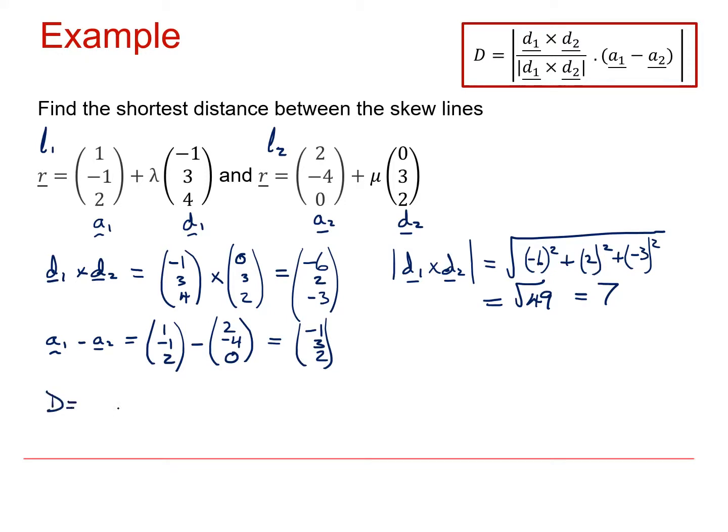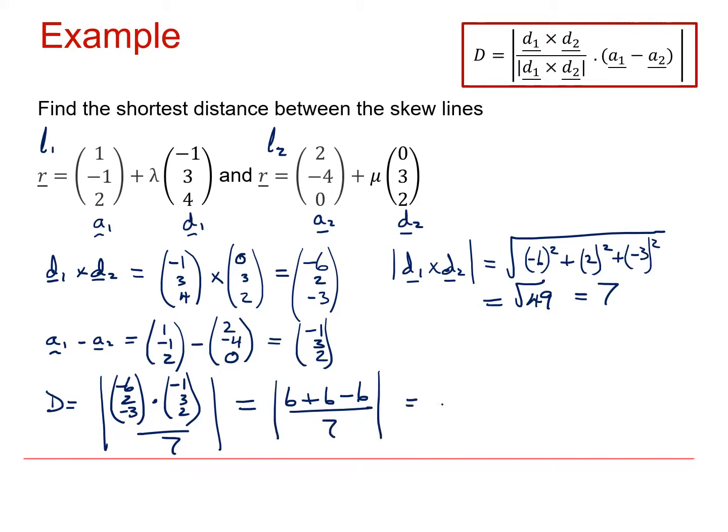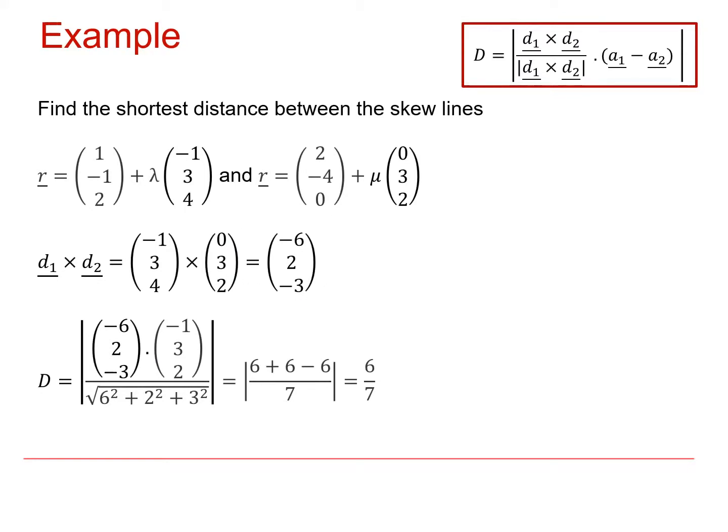And so now my distance is just going to be this vector, (-6, 2, -3), dot (-1, 3, 2), all over 7. This gives me 6 plus 6 minus 6 all over 7, and of course I want the modulus of that, and that is just 6 over 7. There's a slightly neater write-up of that. Here's the d1 cross d2 thing, and then the a1 minus a2, so that was the 1 minus 1, 2 take away 2, minus 4, 0 thing is down here. The dot product comes out to be 6 plus 6 minus 6 as we saw before, and that gives me my final result of 6/7.